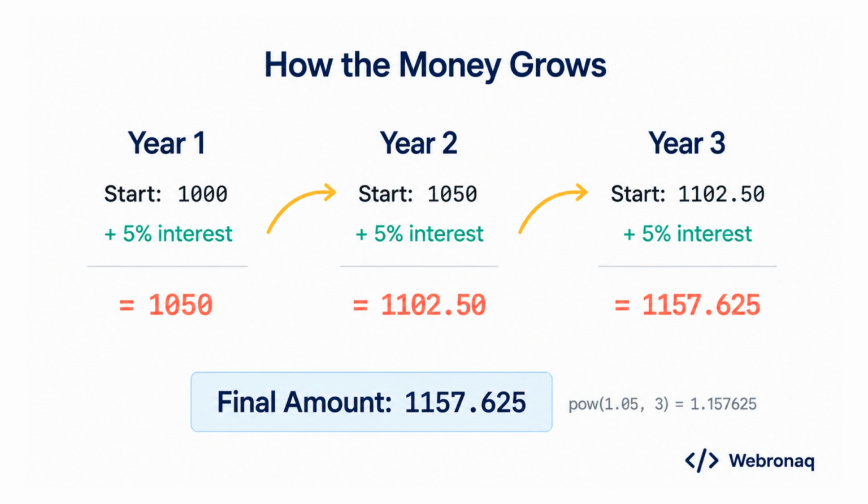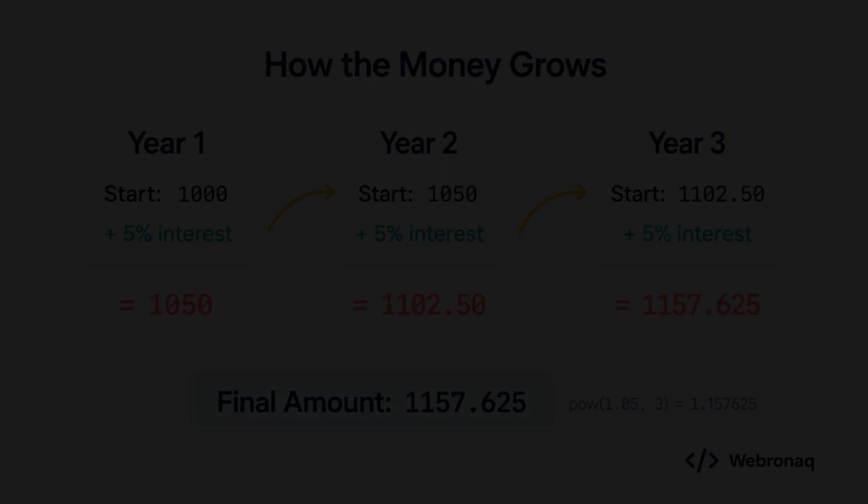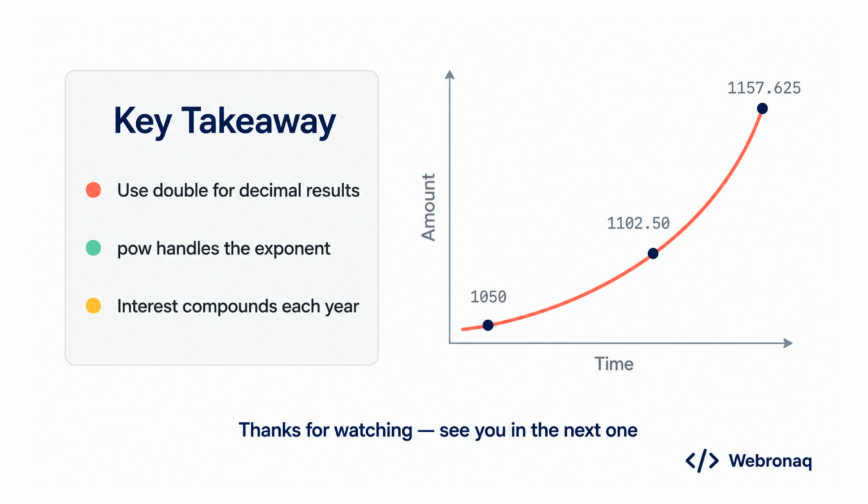Notice how each year the interest amount itself grows. That is compounding, and the pow function captures this in one shot. Pow of 1.05 raised to 3 gives us 1.157625. Multiply that by the principal of 1,000, and you get the same final amount. The loop is hidden inside pow. So that is compound interest in C++.